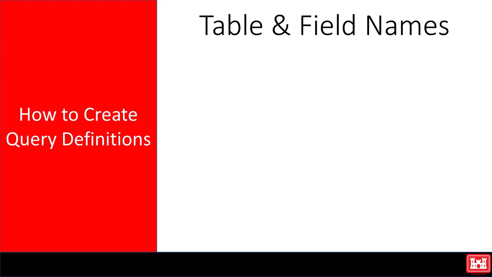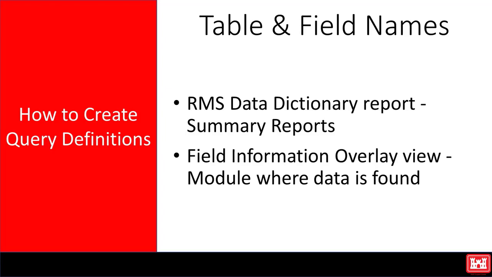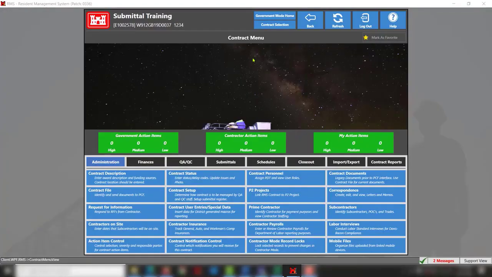There are two ways to find this information. First, by looking in the RMS Data Dictionary report. And second, by viewing the field information overlay. First, I will show you how to use the field information overlay.